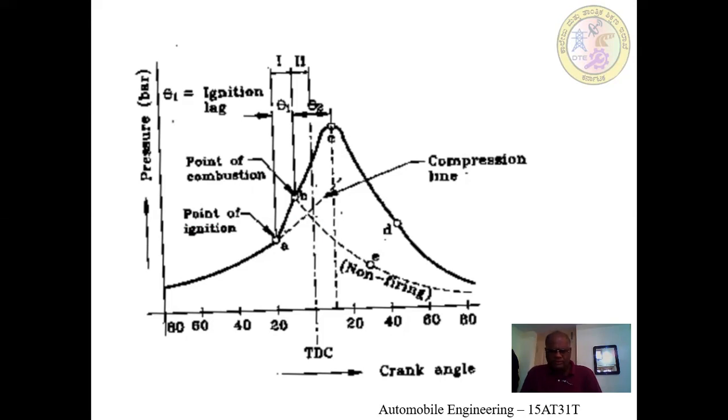Here you may notice the point A is where the actual spark is delivered. The actual combustion starts at B. A to B is the temperature increase to gain the temperature to burn the air fuel mixture. Then B is the point where the actual rapid combustion starts.